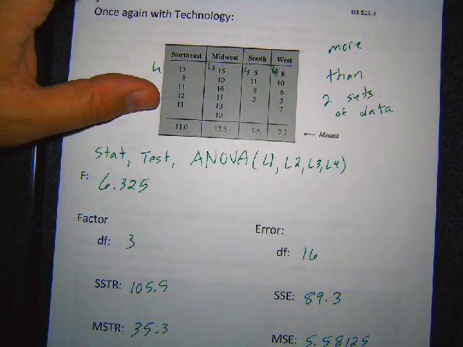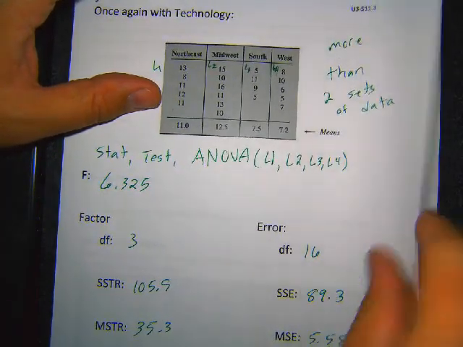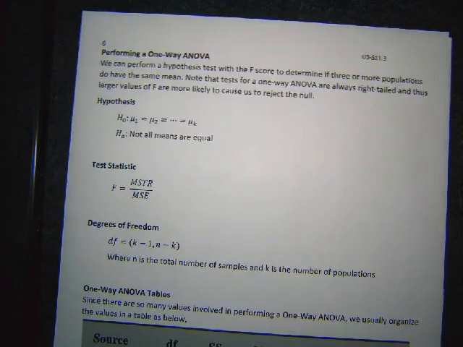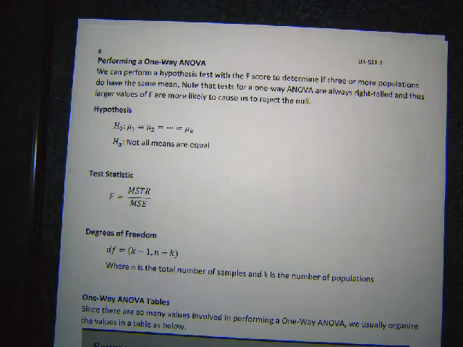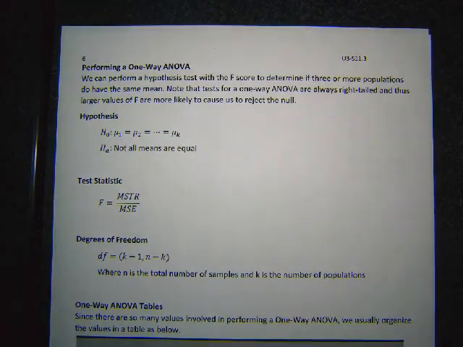Anything more than 2 sets of data, we know we're doing ANOVA. Okay, now we'll use ANOVA to do a test. We actually do use this for a hypothesis test. And a hypothesis test, called a one-way ANOVA, is looking at all the different means that we're studying and trying to decide if they are all the same, if they're all equal in averages, in means.